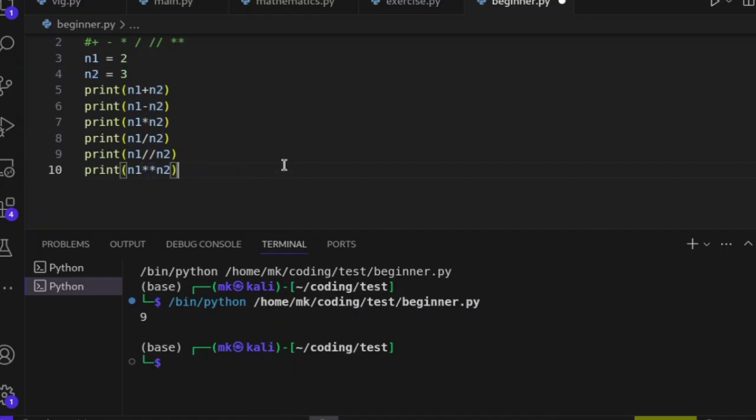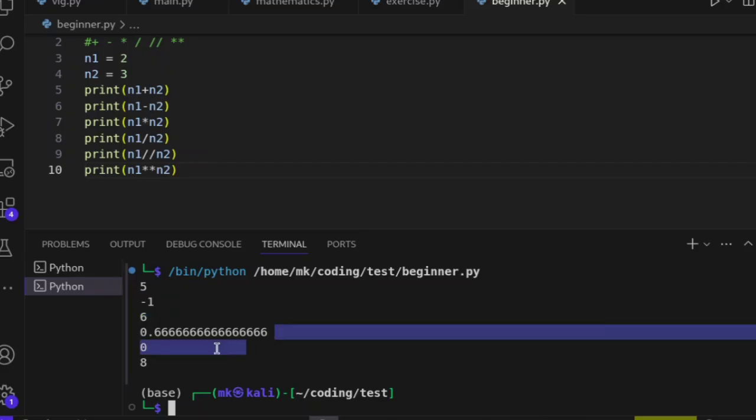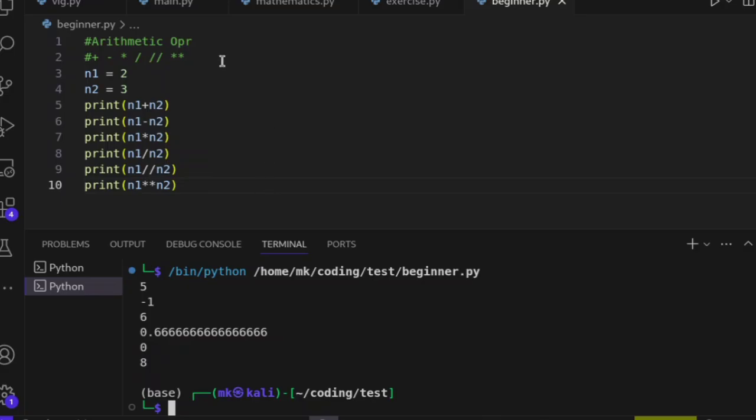So now let's run and see all the output. You see, addition 5, subtraction minus 1, multiplication 6. This is the division with a decimal point, and this is the division without a decimal point, which is a normal integer, and this is power, 2 power 3, which is 8. So this is about the arithmetic operator. Then moving on, we have another type of operator, which is the assignment operator.